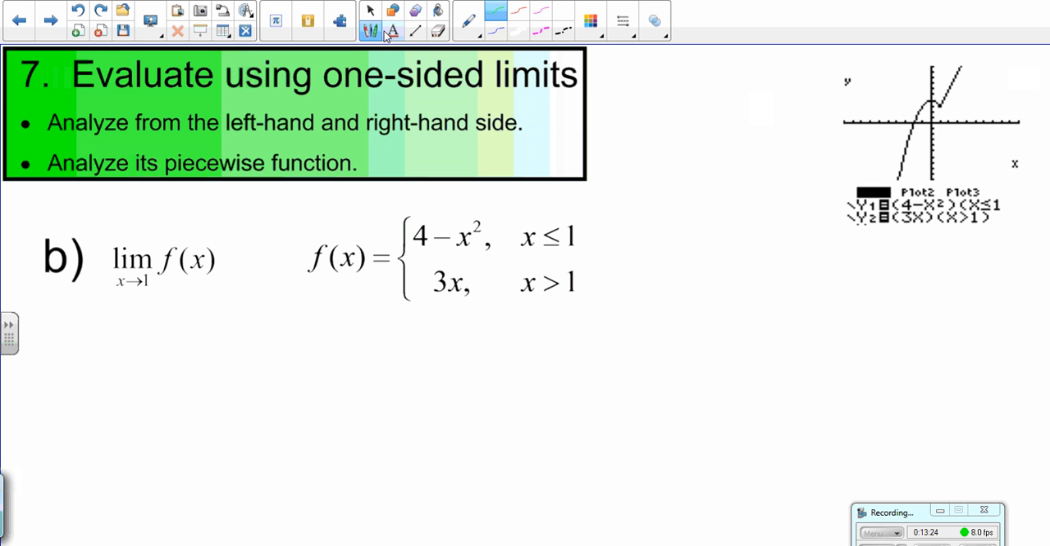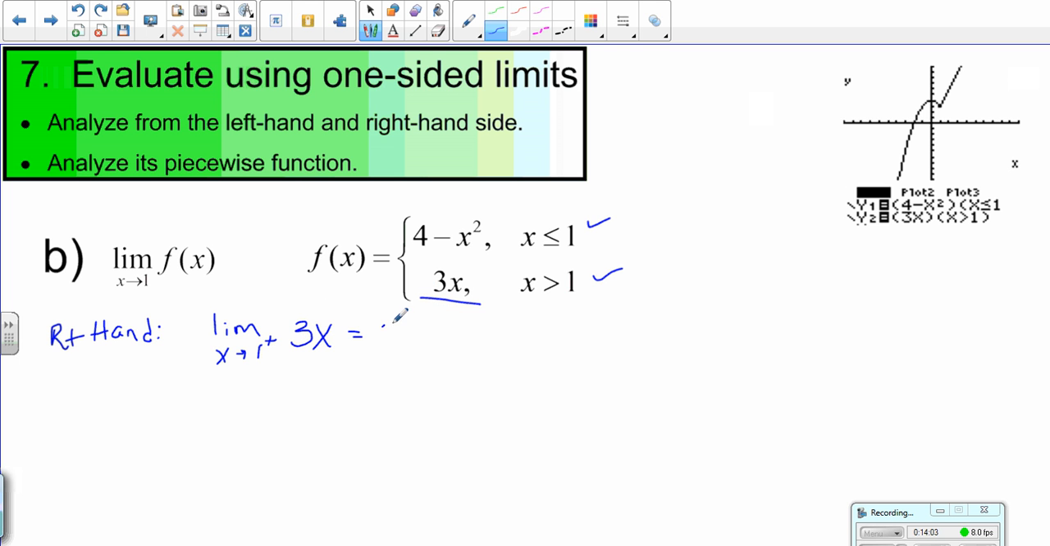This one is not an absolute value one, but it does have things going on when I'm less than or equal to 1 and when I'm greater than 1. So let's once again look from the right-hand side and from the left-hand side. From the right-hand side, I would have the limit as x approaches 1 from the right of this function. Rather than doing that, let me take that f off and let's actually write our function. The function that I need to follow when I'm coming in from the right-hand side would be 3x.